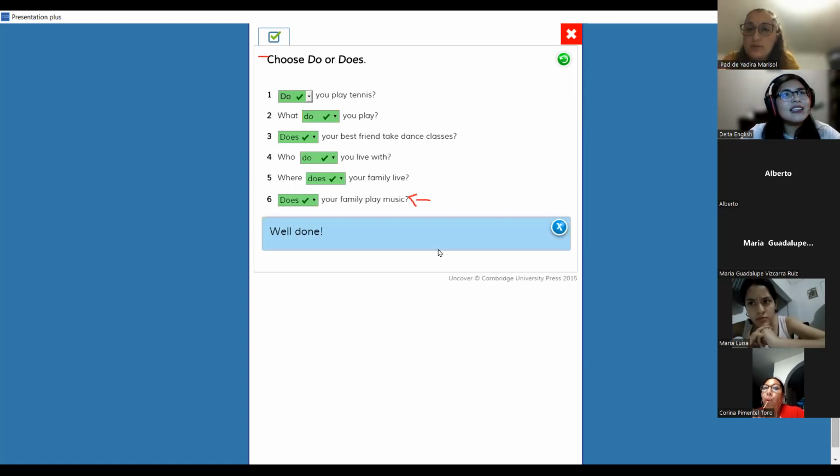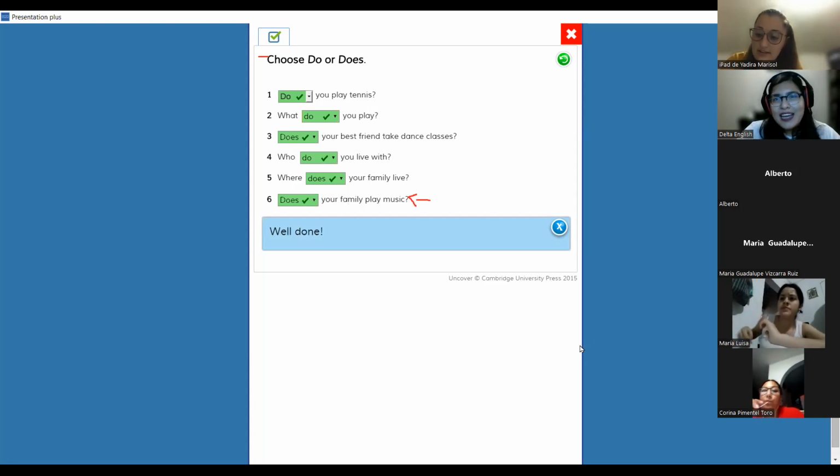Si a esa pregunta número 6 le damos un pronombre a family, ¿cuál pronombre sería? It. ¿Cuál pronombre le corresponde a does? Es it. Sí, efectivamente. Es una cosa. Bueno, es un sustantivo. Es una cosa. No es una persona. So sería un it. Does it play music? Yes. Bien, bien pensado.